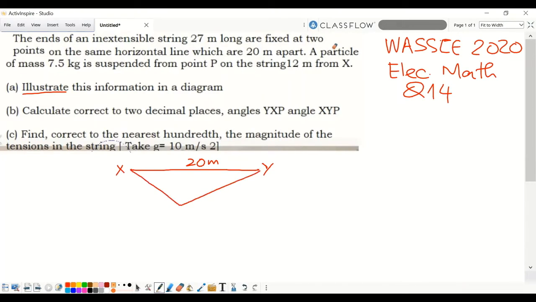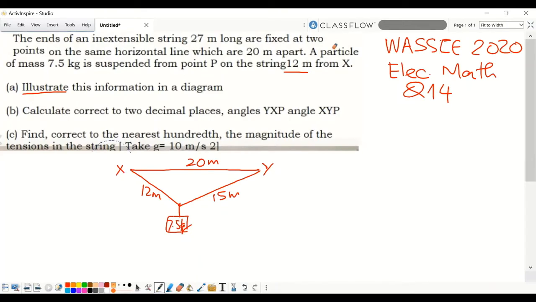And one end is 12 meters from X. So that means this will be 15 meters because total is 27. And the mass is hanging here, its mass is 7.5 kg.